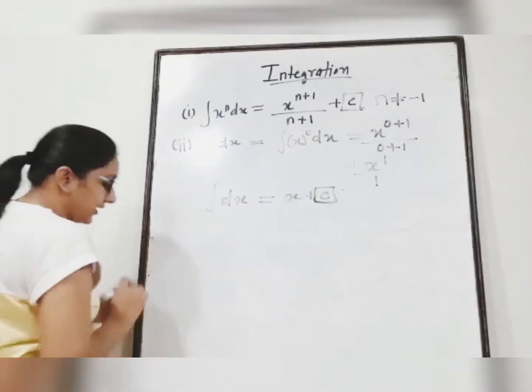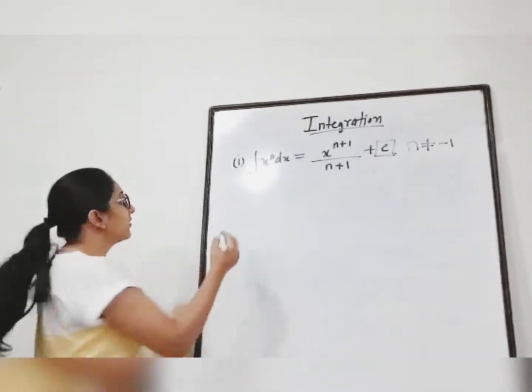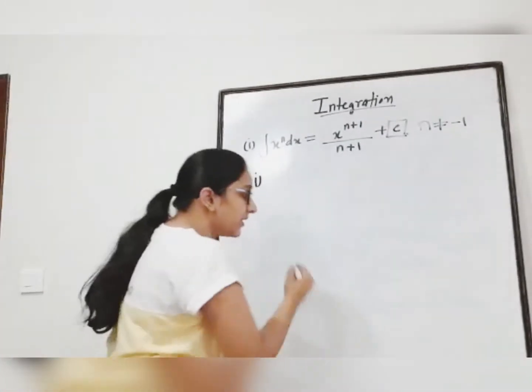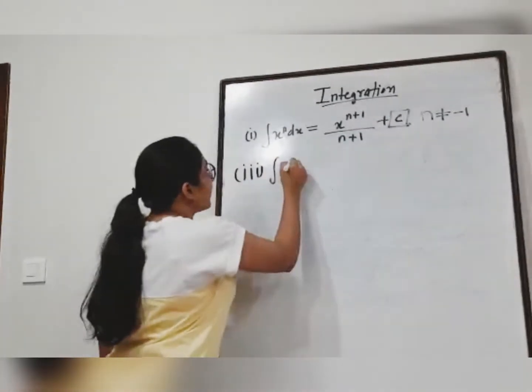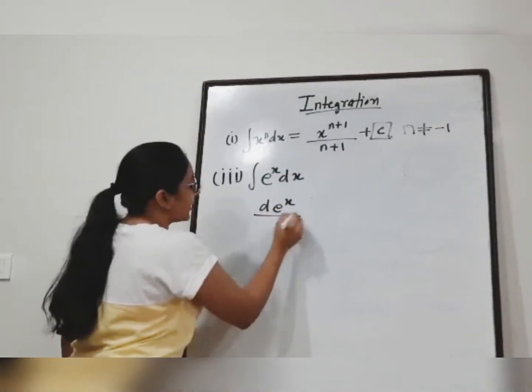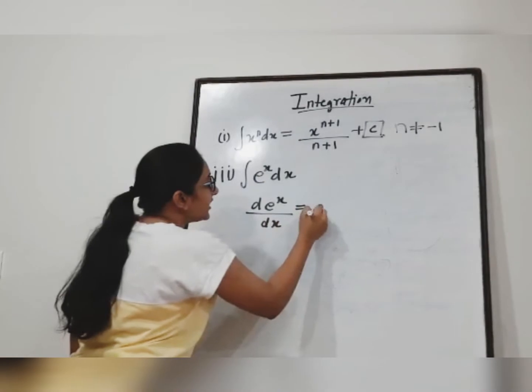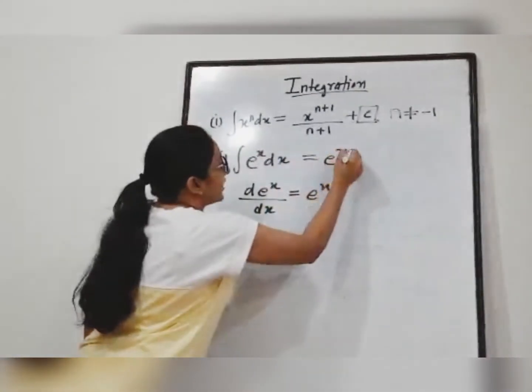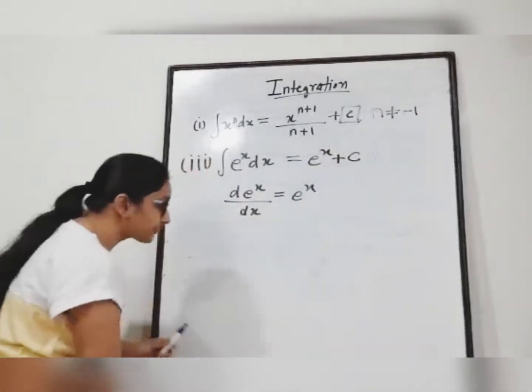The third formula is integration of e to the power x dx. We all know differentiation of e to the power x with respect to x is e to the power x. Hence, the integration will also be e to the power x plus the constant c.